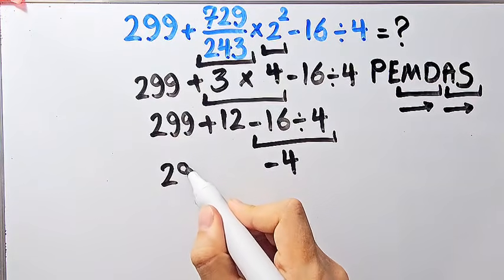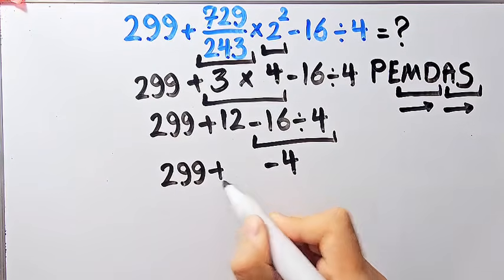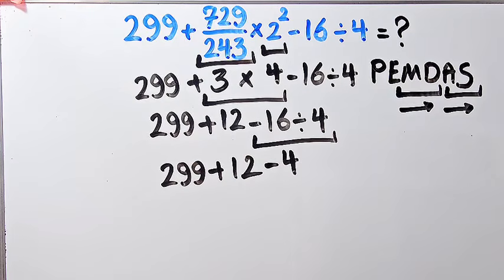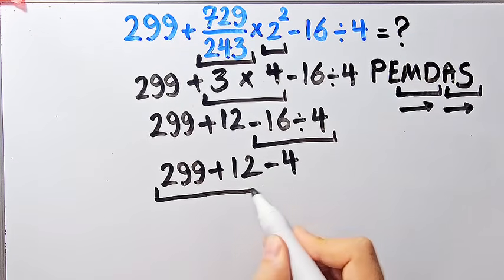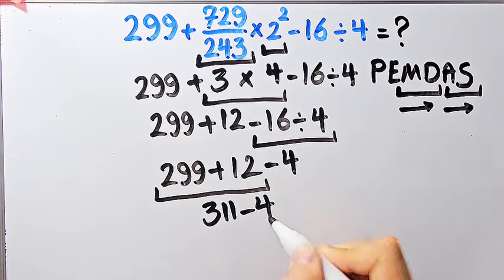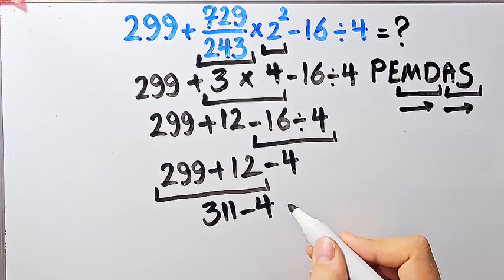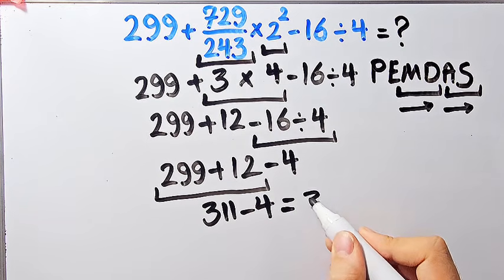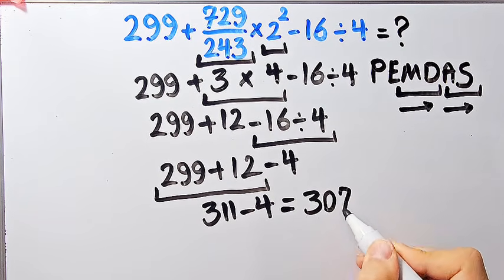Now the question is 299 plus 12, then minus 4. 299 plus 12 equals 311. Now we have 311 minus 4. 311 minus 4 equals 307. The final answer of this question equals 307.